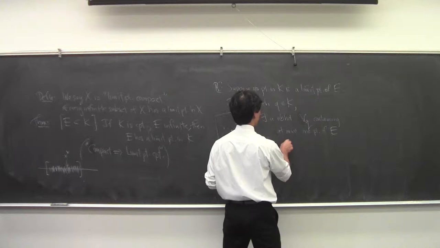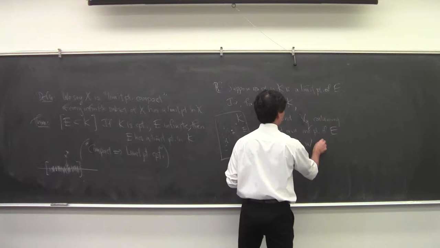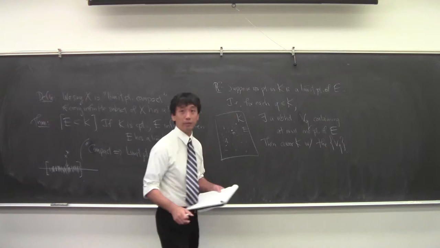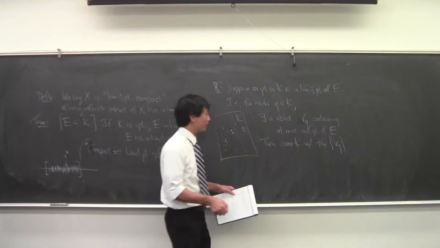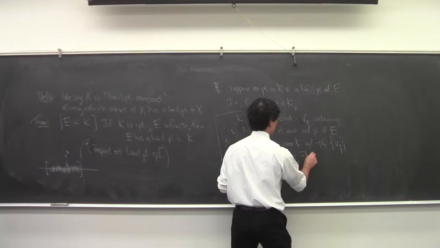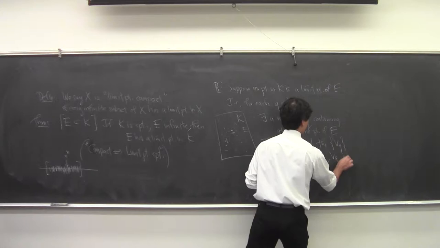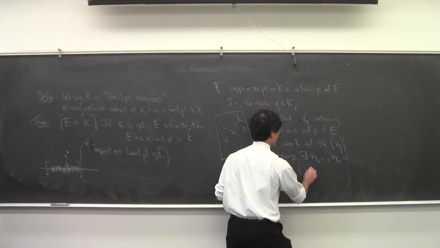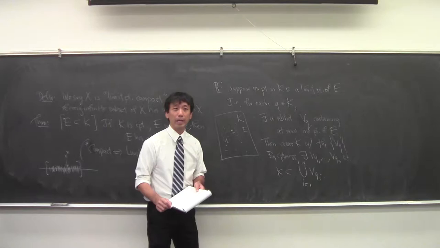Cover K with the VQ. What am I going to say? By compactness, finite. There's going to be a finite subcover, right? By compactness, there exists VQ1 through VQN, such that K is contained in the union of those VQI, from I equals 1 to N, right?